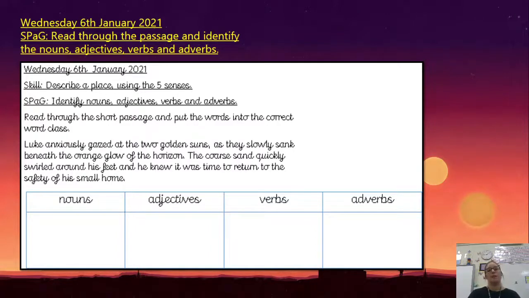Okay, so our SPAG skill today is to sort the words from the passage into the word classes. Let's just recap. If there's somebody around you that you can speak to, then fantastic. Have a quick discussion about what you think a noun, an adjective, a verb and an adverb is. See if you can remember. If not, have a quick think to yourself about it and see if you can think of some examples.